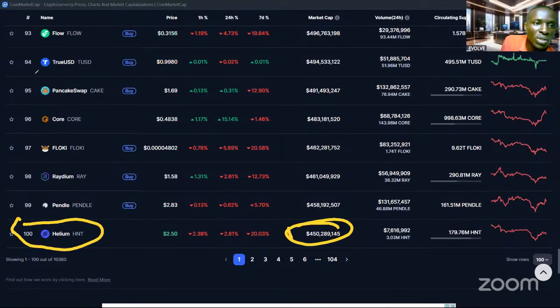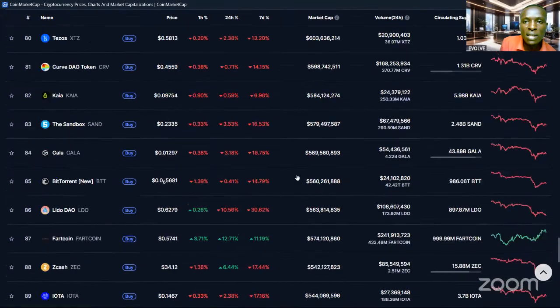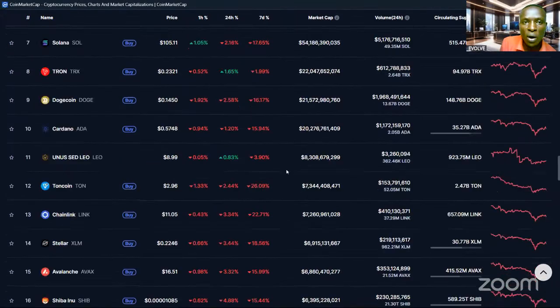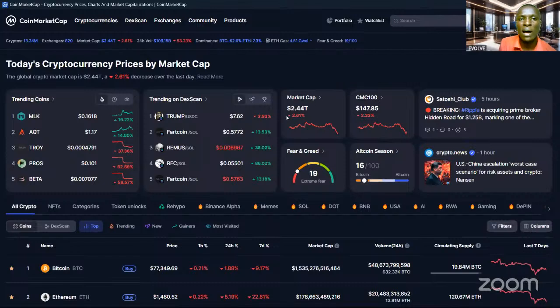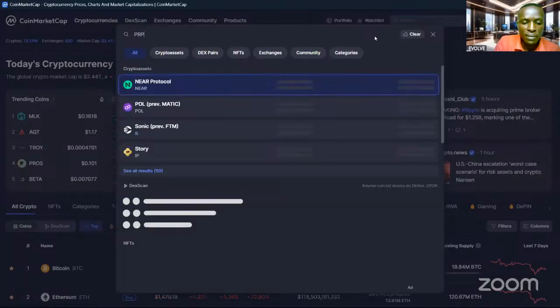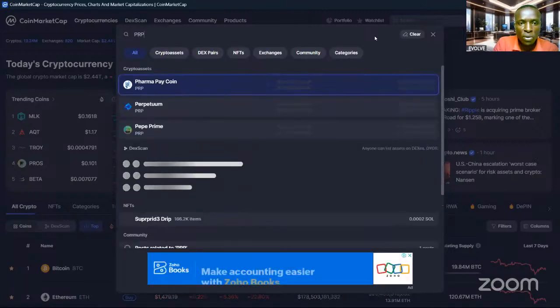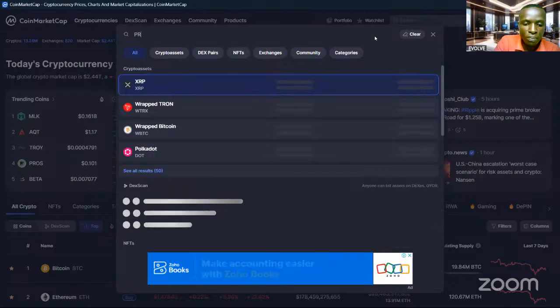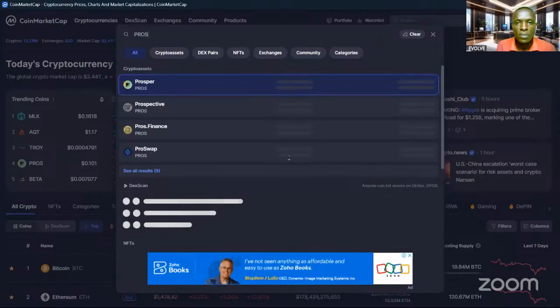Now, I want you to see the coin that I was showing you a few moments ago. Let us search for it. Why do I consider it a low quality coin? It has very small liquidity. It is not in the top 100. I didn't do research about it. I just entered that coin. Okay, so I'm going to search for it just to show you. The coin is called Prosper. This is the coin.